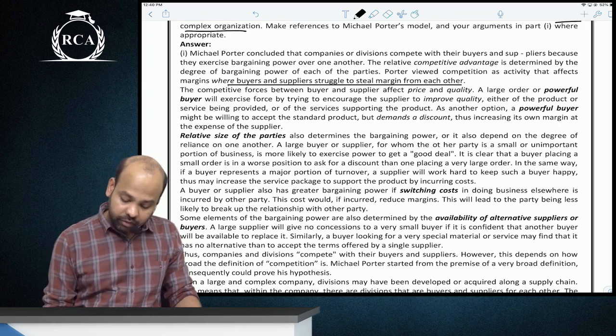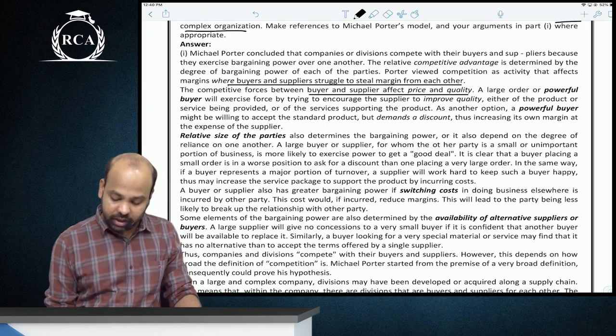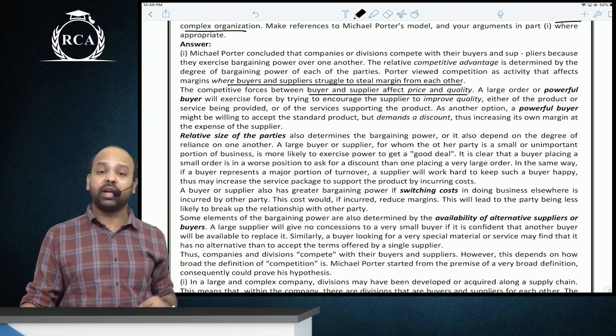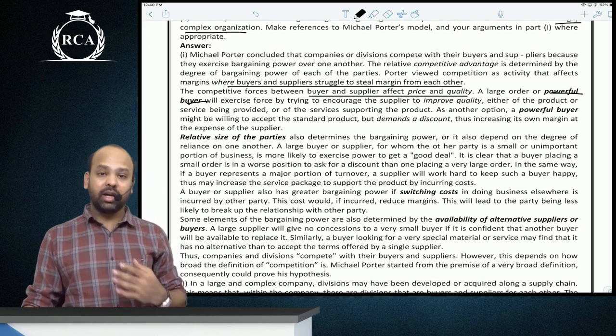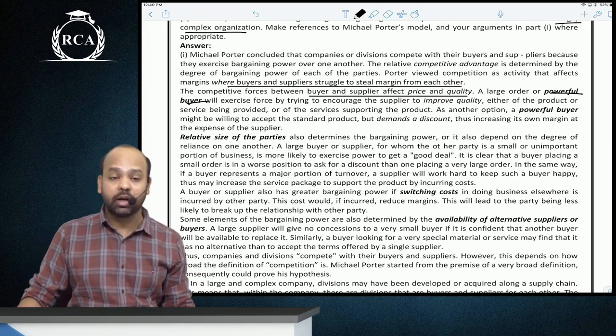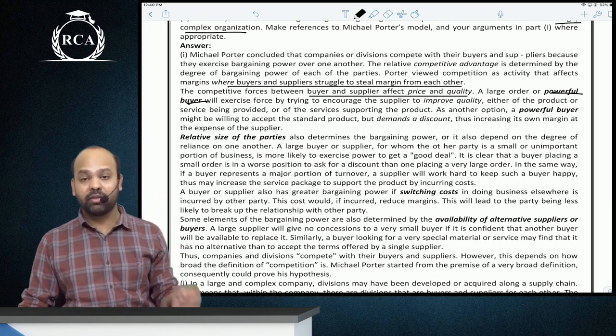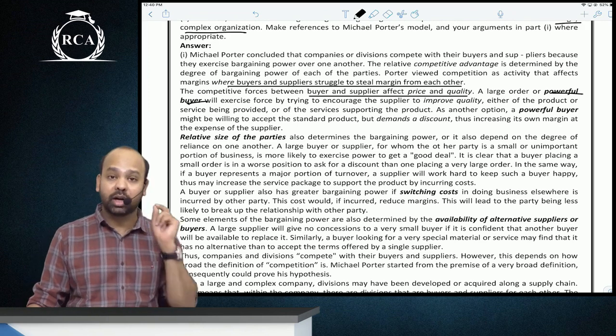The competitive forces between buyer and supplier will affect the price and quality. If there's a very powerful buyer, he will force you to either deliver a better quality product at the same price, or ask you to deliver the same product at a lower price.